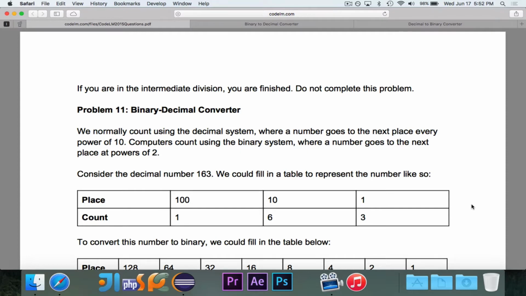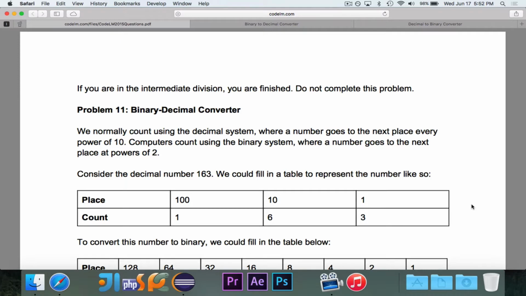You'll notice that it says if you're in the intermediate division, you're finished. This problem was only for the advanced division, so this is one of the harder problems in the packet. Let's take a look at the problem and see what's going on.